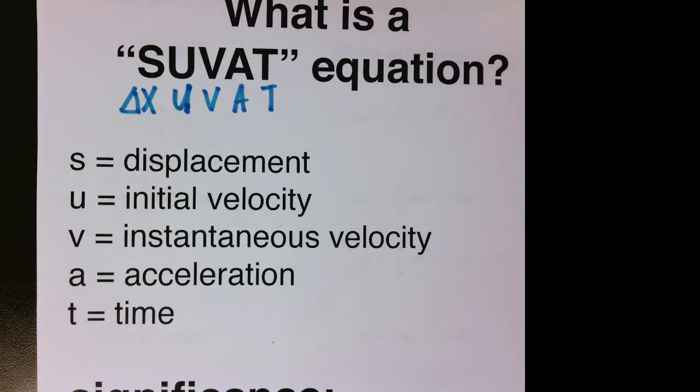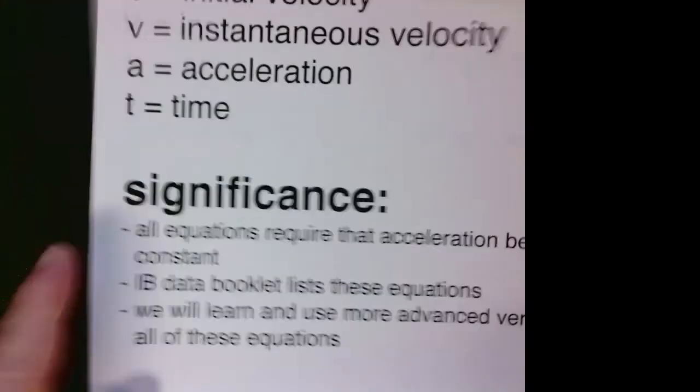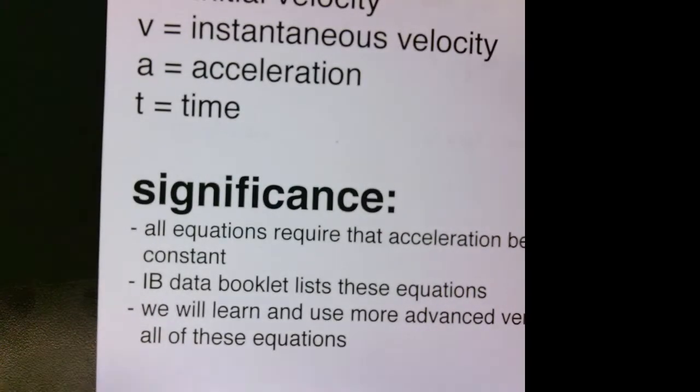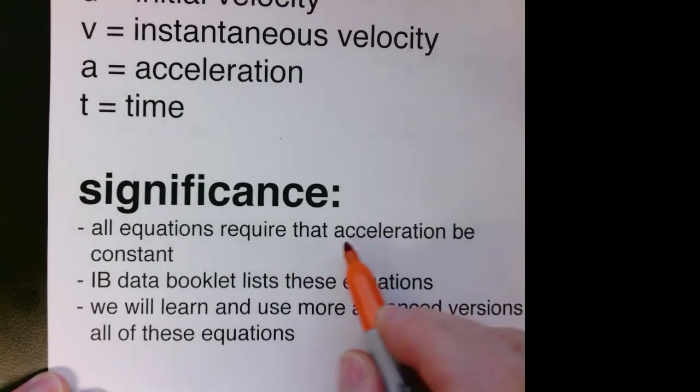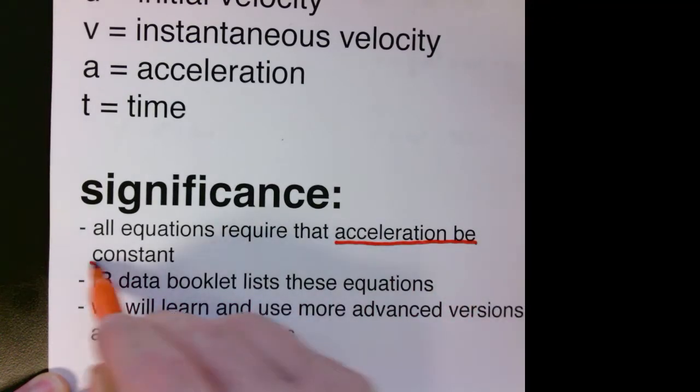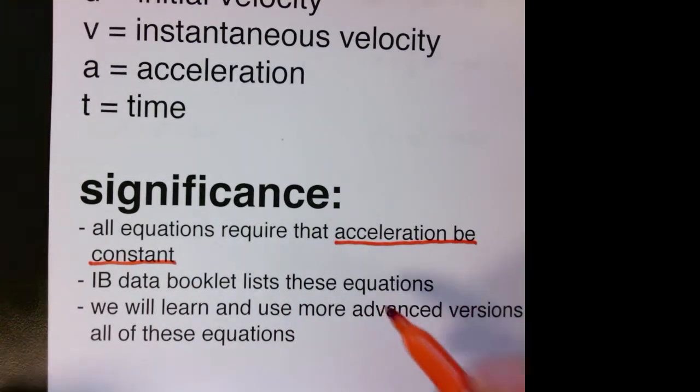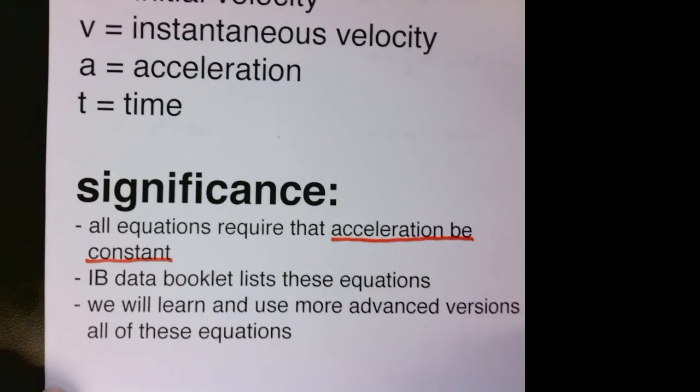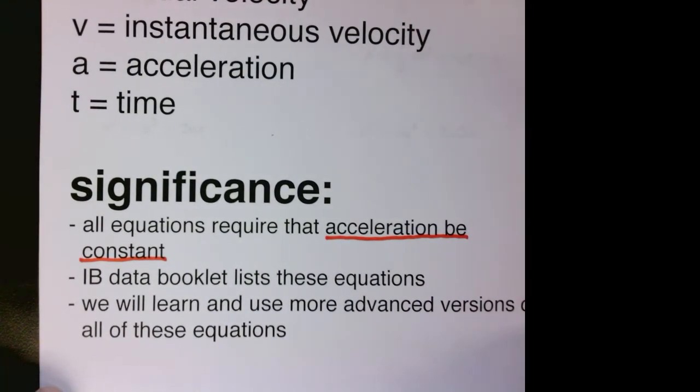So what is the significance of these equations? Well, the first significance is that all the equations require that acceleration be constant. This is very, very important for these formulas. All of them work if acceleration is constant, and if acceleration isn't constant, then none of them works. The IB data booklet lists the SUVAT equations, not all of them, but the ones they consider necessary to list for you.